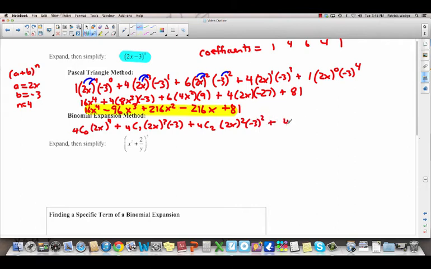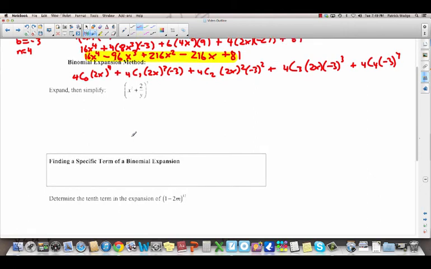The next one would be 4 choose 3, and then I would have 2x to the first power and negative 3 to the third power, and the final term would be 4 choose 4, and then 2x to the 0 power, which I don't need to write, and negative 3 to the fourth power. If you were to do all that, you get exactly the same answer. I'm not going to do that, but that's the binomial expansion method. In a sense, you could use Pascal's triangle to figure out what all these values are, so I tend to focus on the Pascal triangle method.